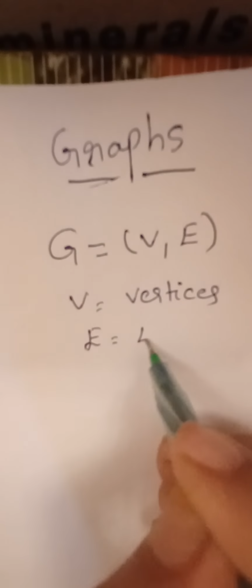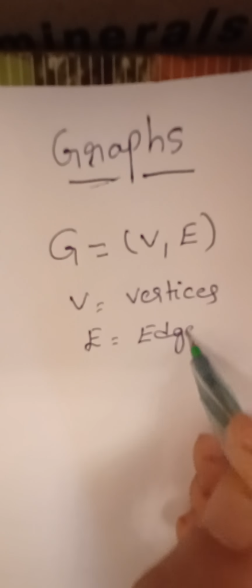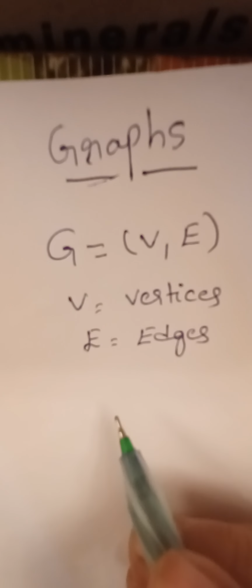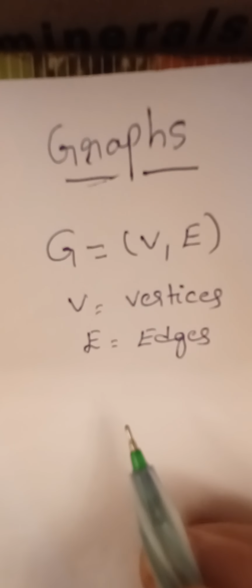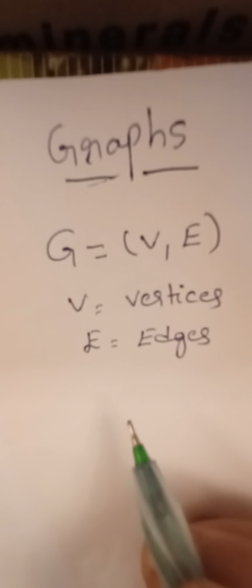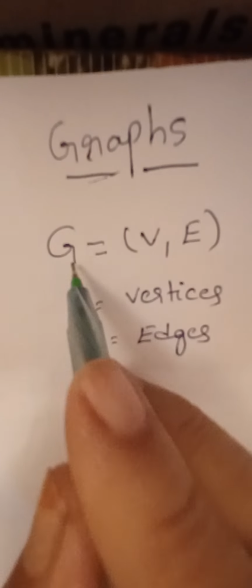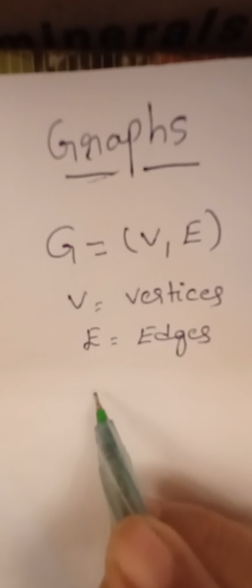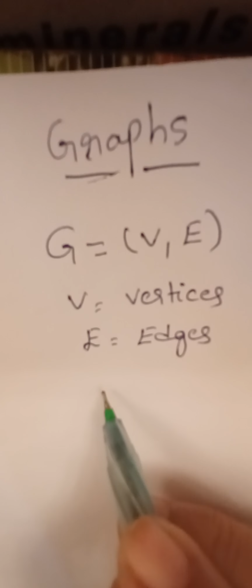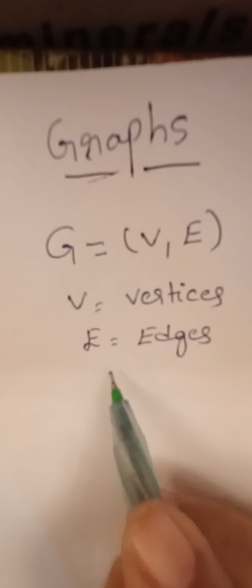So what is V? V is the set of vertices and E is the edges. So what is G? G is a graph and it is the collection of vertices and edges. In this graph, the graph is represented with the capital letter G. V is a collection of vertexes, and a collection of vertexes is known as vertices.